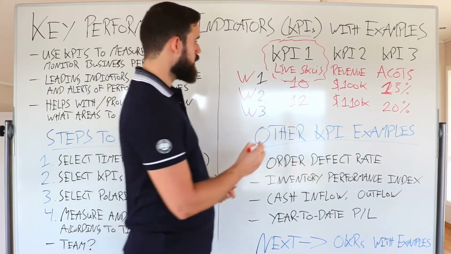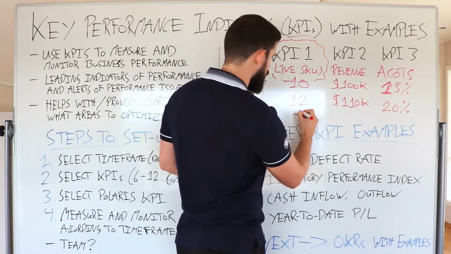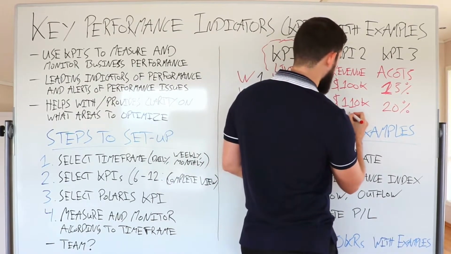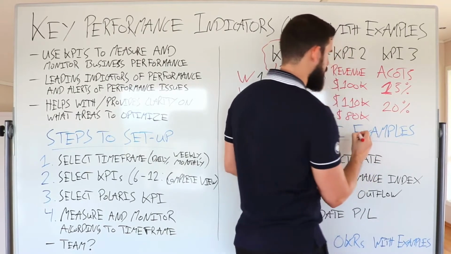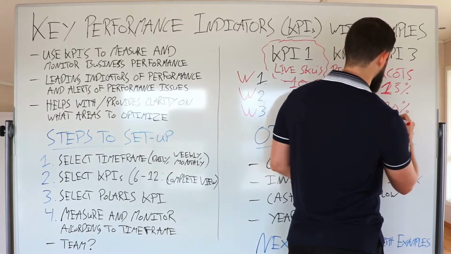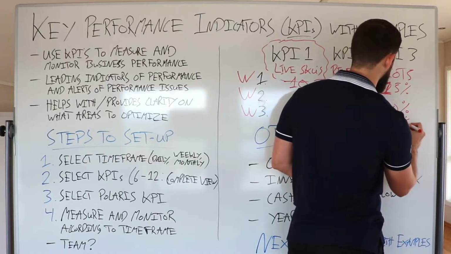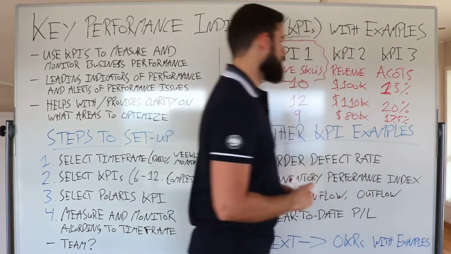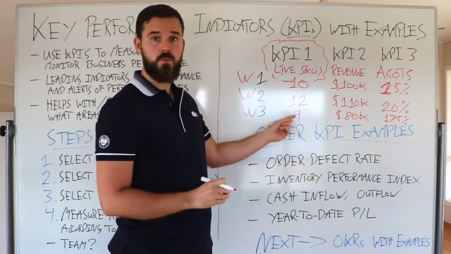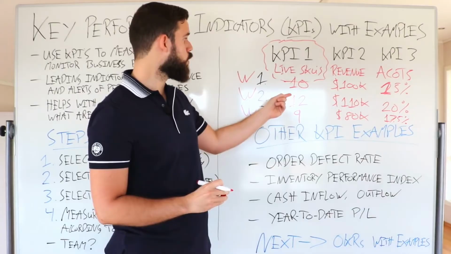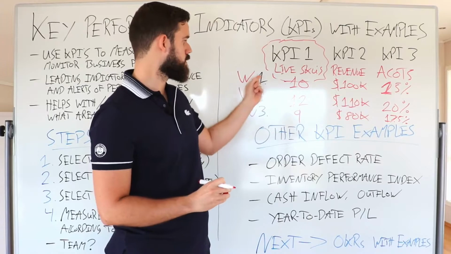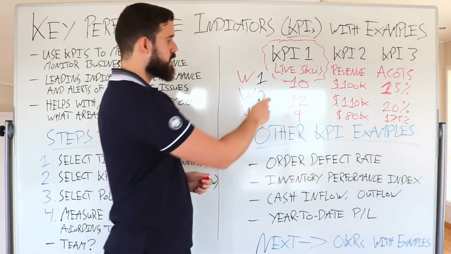So let's say we go into week 3 and then all of a sudden your live SKUs drop down to 9. Oops. And revenue goes to like 80K. And then your ACOTS comes down to, let's say, just like 17.5%. So how would we read this in this simple example? Well, this is a problem. This was not supposed to happen. We were looking to grow our live SKUs, that's a PolarisKPI, and we are now doing worse than the first week. So this tells you something happened.